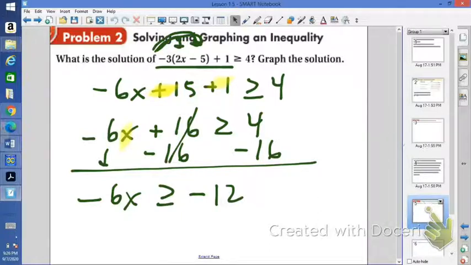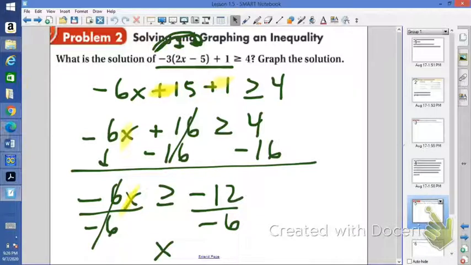Alright, so now we have a negative 6 times x. We want to get that x by itself. What undoes multiplication? Division. So we're going to divide both sides by negative 6. So negative 6 divided by negative 6 is a positive 1. So I'm just left with 1x, or x. I flip the inequality sign because I divided by a negative. And then I have negative 12 divided by negative 6. That's going to give me a positive 2.